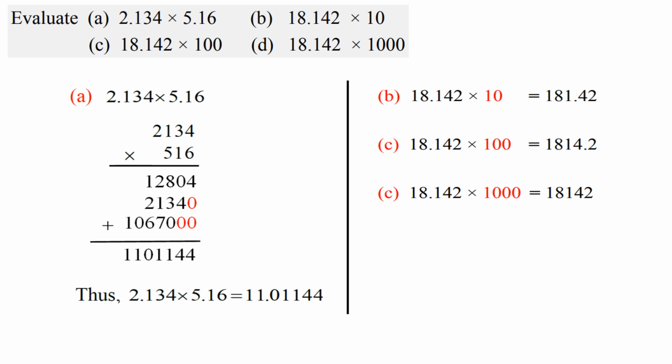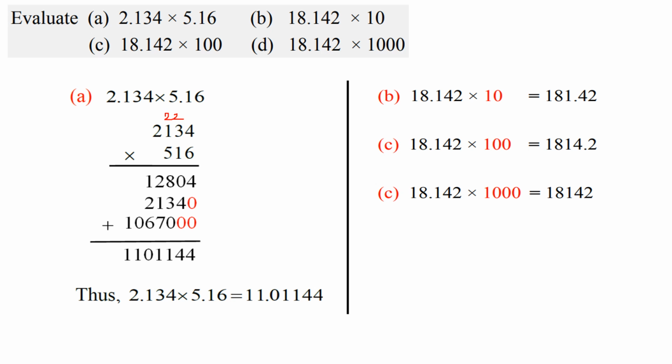Then we have multiplication of decimal numbers. So for multiplying decimal numbers, just consider the numbers without the decimal point and multiply them. And finally fix the decimal point. So without decimal it is 2134, and this one is 516. And start multiplying. 6 times 4 is 24, and 2 carried over. 6 times 3, 18. 18 plus 2, 20. So keep 0 and 2 carried over. 6 times 1 is 6 plus 2 is 8.